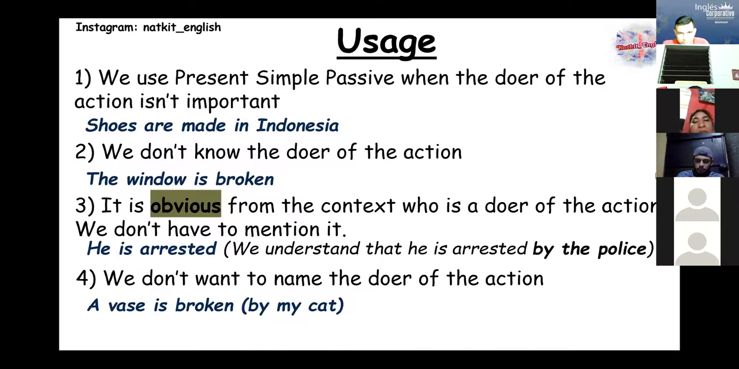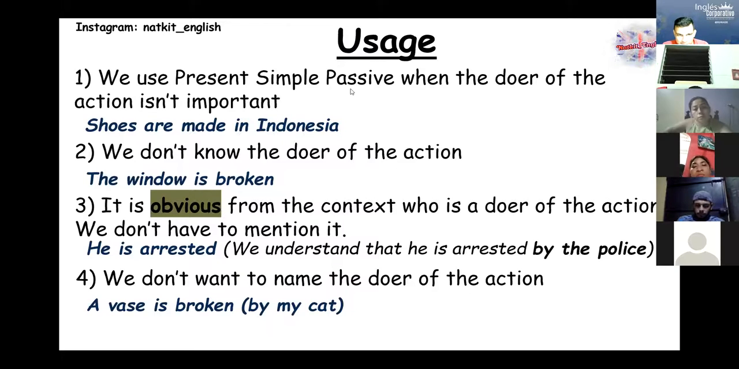¿Cuándo utilizamos el passive voice? We use present simple passive when the doer, el que realiza la acción, the doer of the action isn't important. Utilizamos la voz pasiva en el presente simple cuando el que realiza la acción no es tan importante. For example, shoes are made in Indonesia. Los zapatos son hechos en Indonesia.